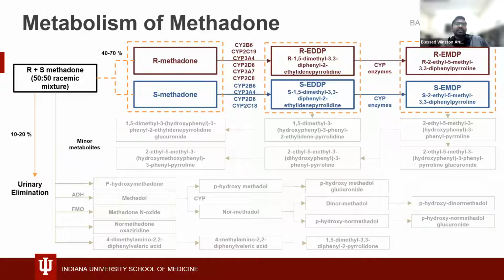There's some concern about their clinical activity. We know that they're pretty inert in terms of pain. But the question is whether they have any QT prolongation activity. We really don't know much about it. Then they get converted to REMTP and SEMTP and multiple minor metabolites, but this is the major pathway. There's a bit of urinary elimination too.